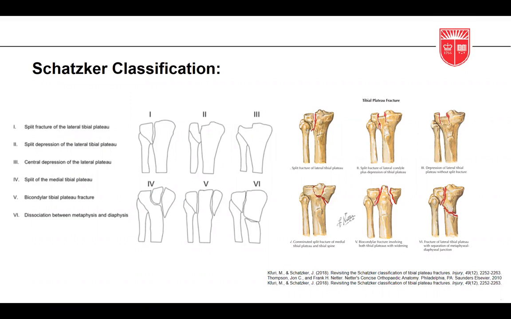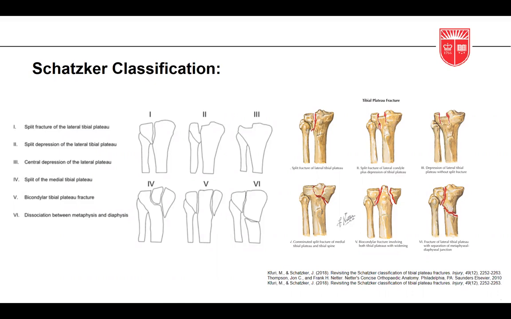Type 2 is a split depression fracture of the lateral column. This is the most common type. Type 3 is a pure depression of the lateral plateau. Types 4 through 6 often occur from higher energy mechanisms. Type 4 is an isolated fracture of the medial column.